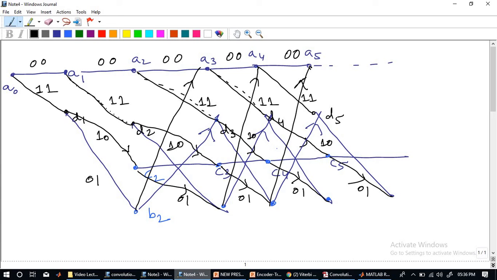Now, why is it useful? Why are we doing such a laborious job? The thing is, suppose a message being transferred is 10111, or any given sequence. This is only a part of it because we have not drawn the complete trellis. So suppose 10111 comes in. See how easily we can trace. Suppose I take the red color. I'll start from this point.